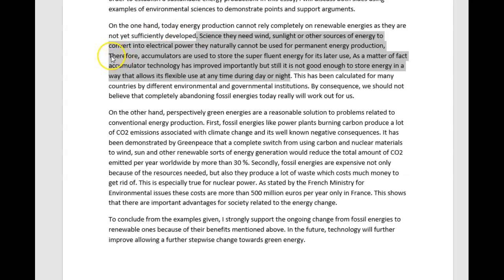So here's what you wrote. You wrote, therefore, accumulators are used to store the superfluent energy for its later use, full stop. As a matter of fact, accumulator technology has improved importantly, but still it is not good enough to store energy in a way that allows its flexible use at any time during day or night. This has been calculated for many countries by different environmental and governmental institutions. By consequence, we should not believe that completely abandoning fossil energies today really will work out for us.